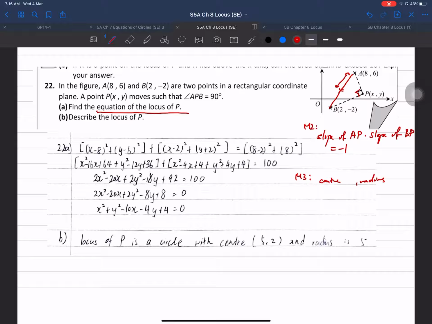But what I want to emphasize is part B. Yes, the locus of P is a circle with center, very good, and radius is equal to 5.